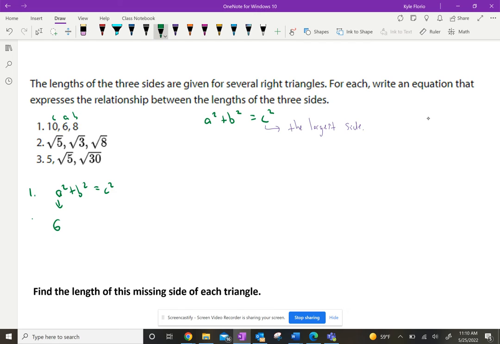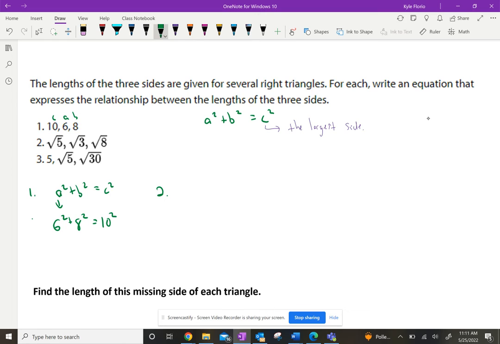A is 6, so we have 6 squared. B is 8, so we have 8 squared. And C is 10, so we have 10 squared. So that's the relationship. 6 squared plus 8 squared does equal 10 squared. That's 36 and 64, which adds up to 100. And 10 squared is also 100. Yep. Okay. Now, again, C has got to be the biggest.